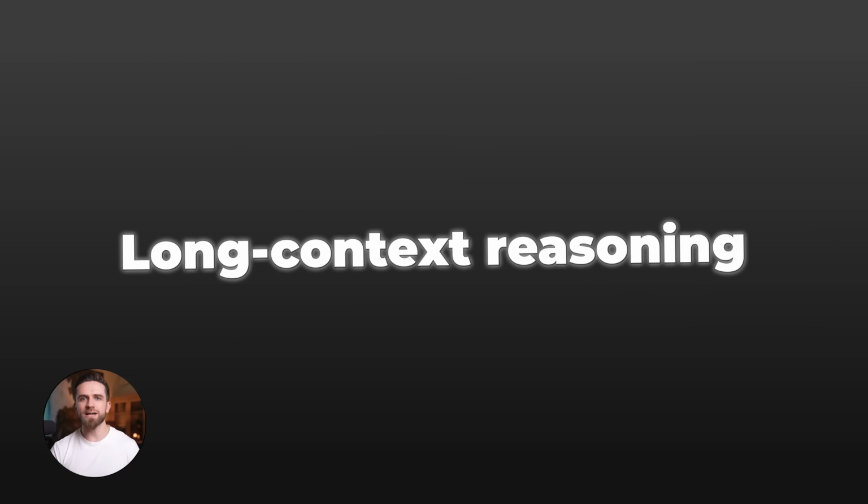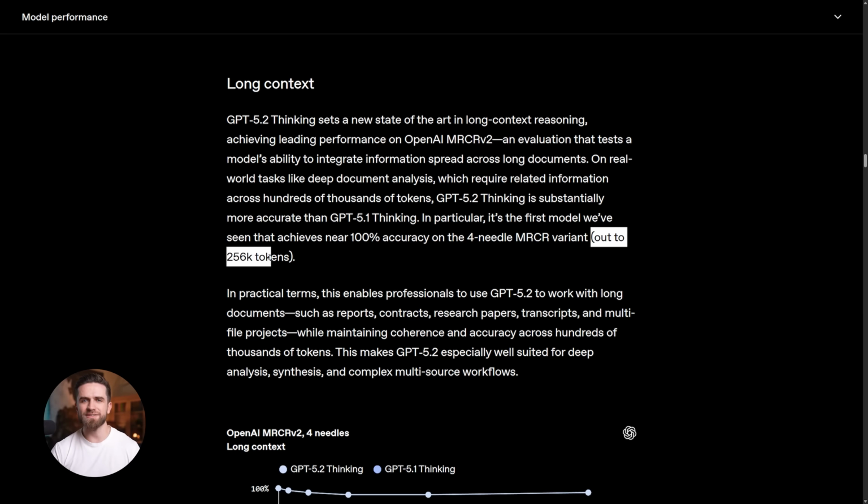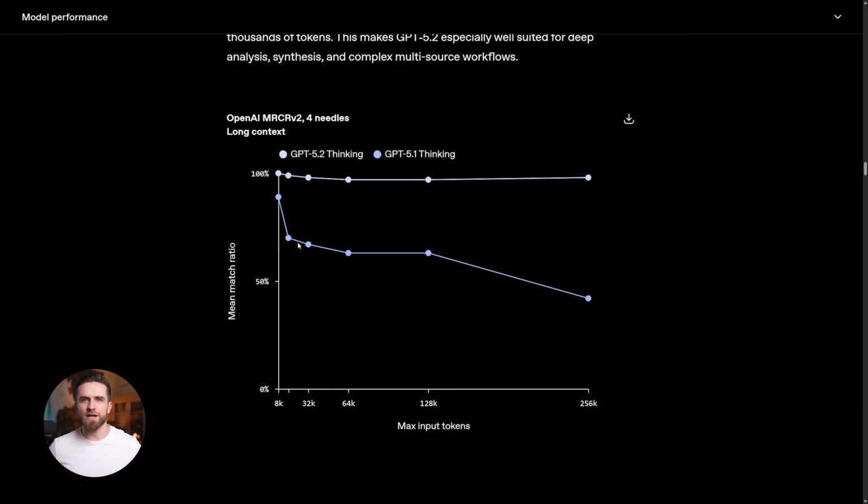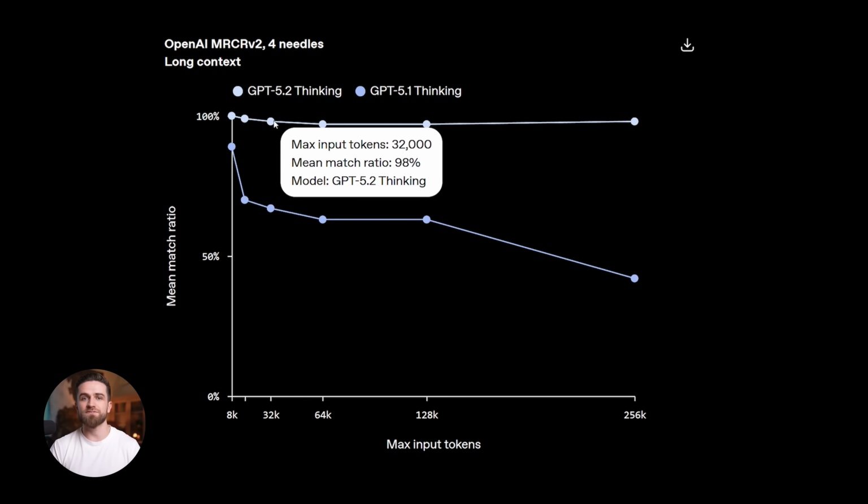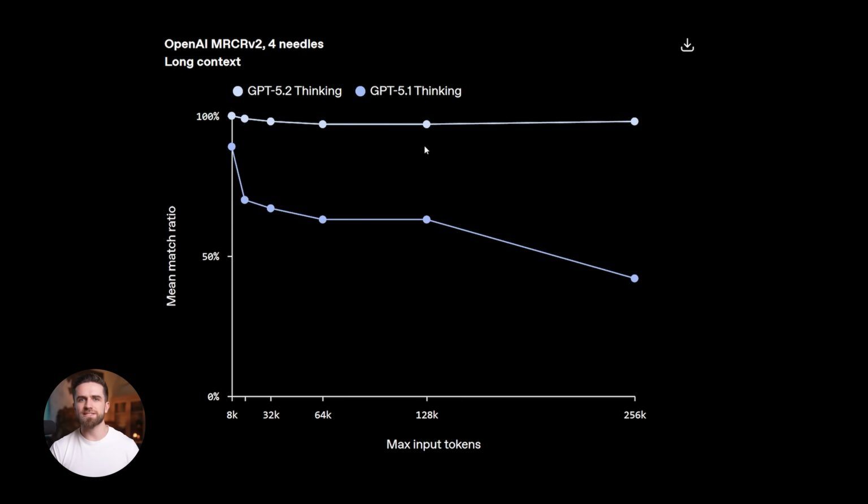Fourth, long context reasoning is significantly stronger. OpenAI calls out state-of-the-art performance on MRCRv2, a long context reasoning evaluation, including near-perfect results and variance, reaching up to 256K tokens.